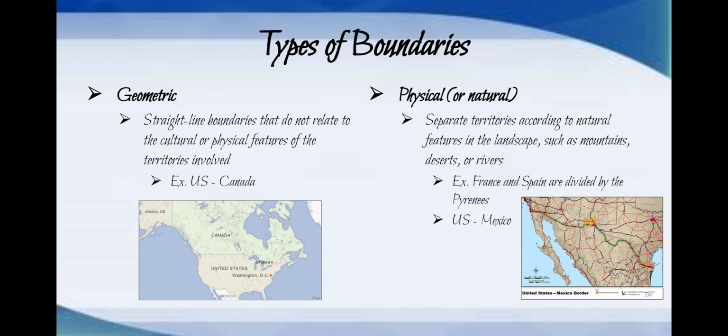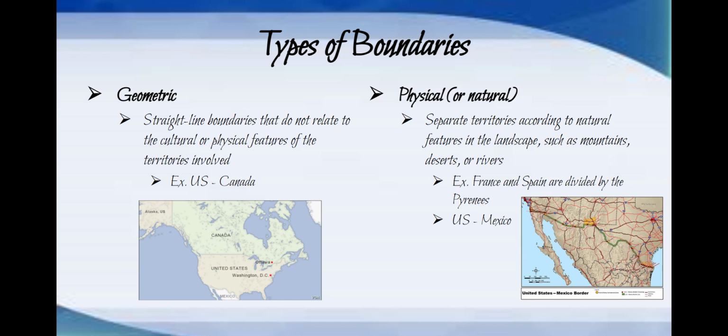All right, so geometric boundaries are exactly what you think they are: straight line boundaries that are oftentimes drawn on the physical landscape. So these are more likely to be both antecedent and superimposed boundaries, and we'll talk about that when we get to it.